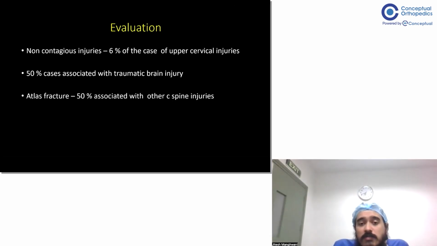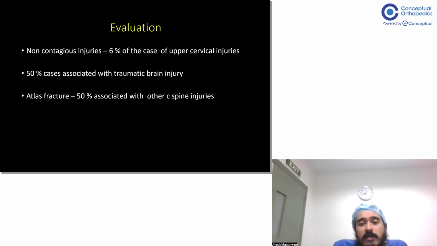50% of the cases are associated with traumatic brain injury. Many a times these patients directly come on ventilator. Hence, getting their investigation done with respect to the brain MRI or the CT is also important. Ruling out skull fractures, ruling out traumatic brain injury, this is important. Roping in neurologists to evaluate that and ruling that out is something that we should always consider in such patients, because as high as 50% of the cases have some form of associated traumatic brain injury.